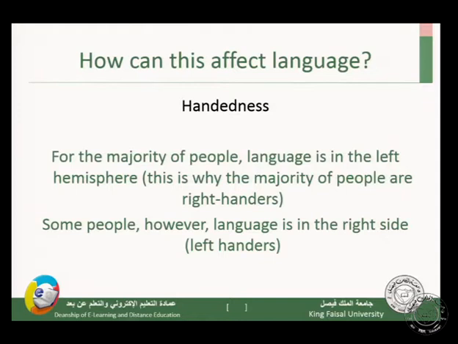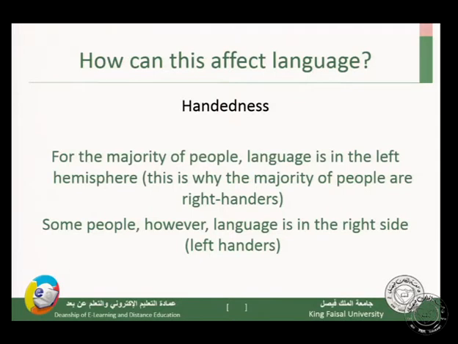It can influence handedness. What we mean by handedness is which hand you use in writing. For the majority of people, language is on their left side. That's why the majority of people use the right hand to write. So right-handers, who are the majority of people, have their language on the left side of the brain, in their left hemisphere.